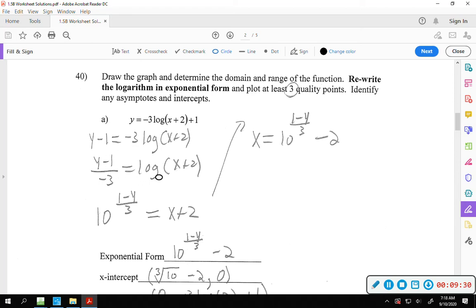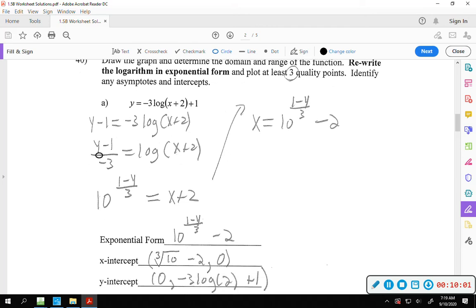Remember, log with no base is called a common logarithm, and it's assumed to be a base of 10. So to undo a log base 10 of an argument, I can now take 10 raised to both sides because I have a log and an argument only. So the opposite of log base 10, the inverse operation of log base 10, is to raise both sides to the 10th, or raise both sides using a base of 10. So I take 10 raised to this side, 10 raised to this side to undo this log base 10, end up with this argument of x plus 2, and it will give me 10 raised to this side.